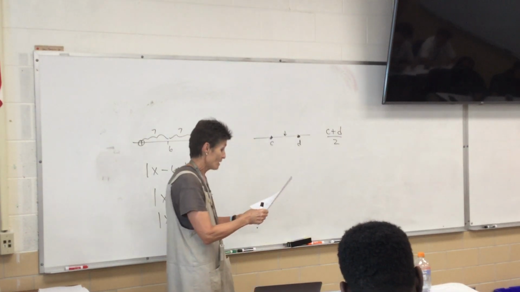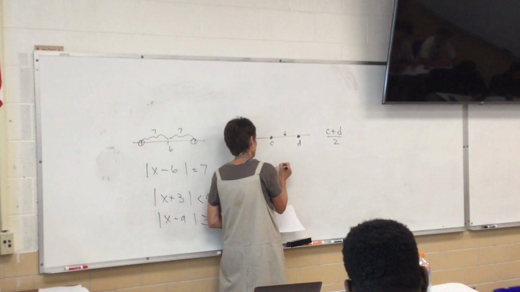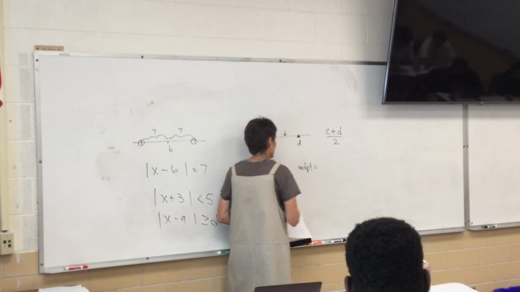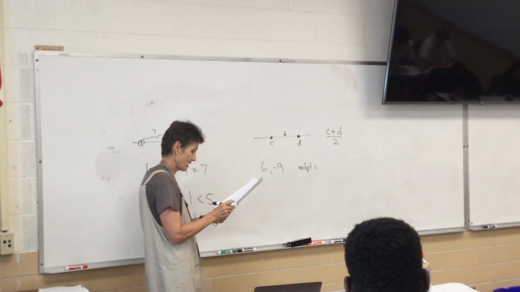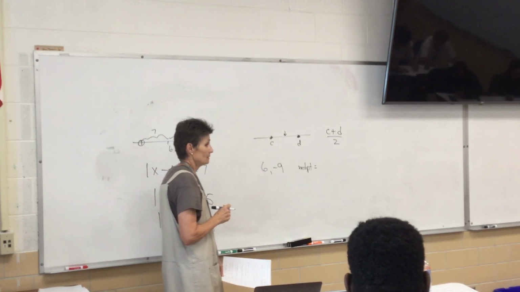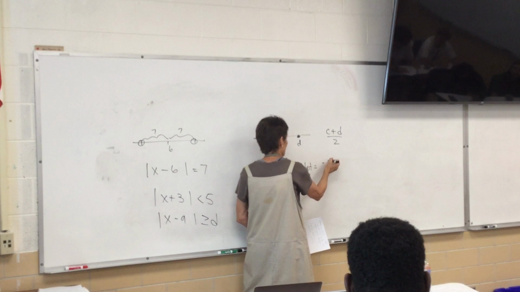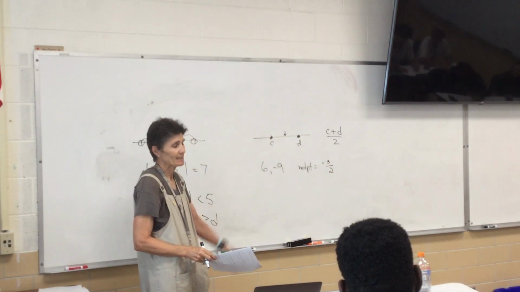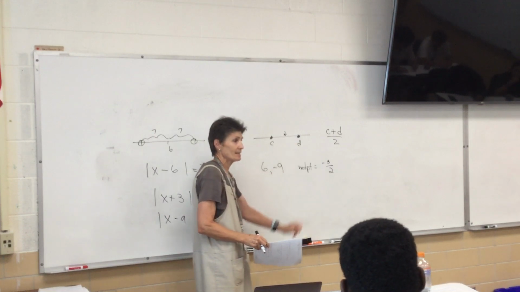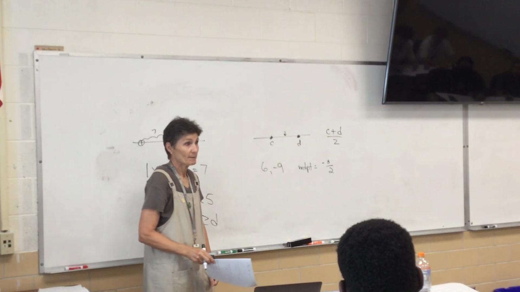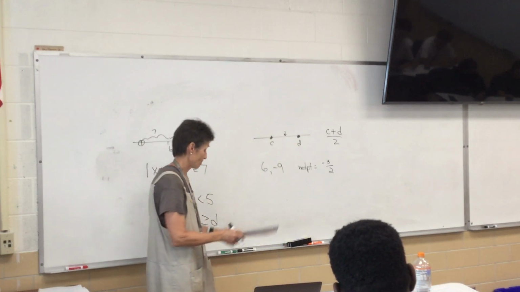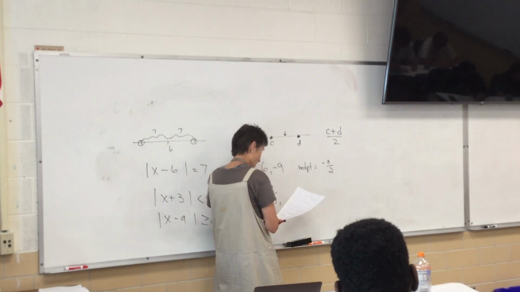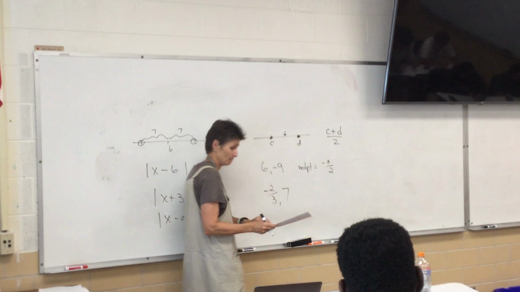So, so good. So what is the average of 6 and negative 9? What would that midpoint be? 6 and negative 9. Negative 3 halves. Now I saw the calculators come out on that one. Probably shouldn't need it. 6 minus 9 is negative 3 divided by 2, so negative 3 halves. Let's see if we can do this one without a calculator. What's the midpoint of negative 2/3 and 7?